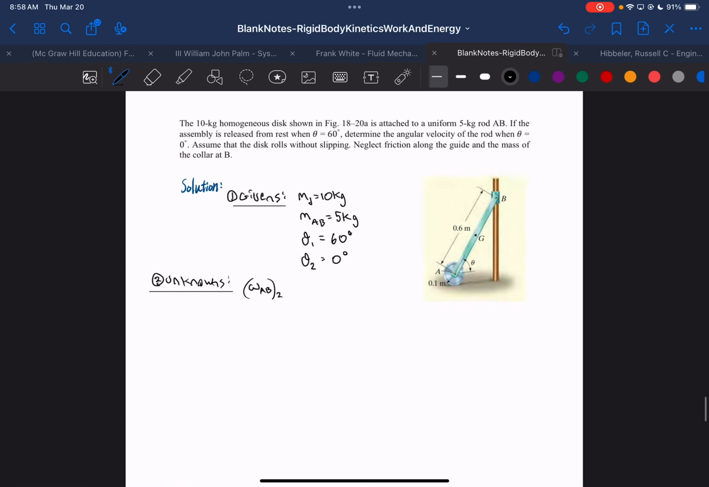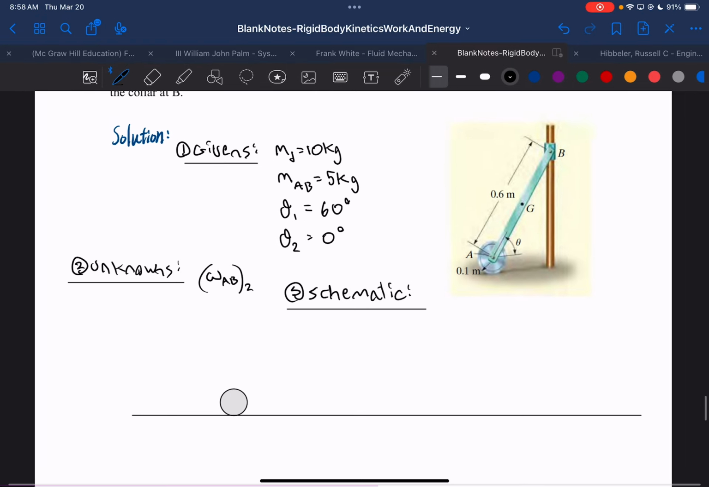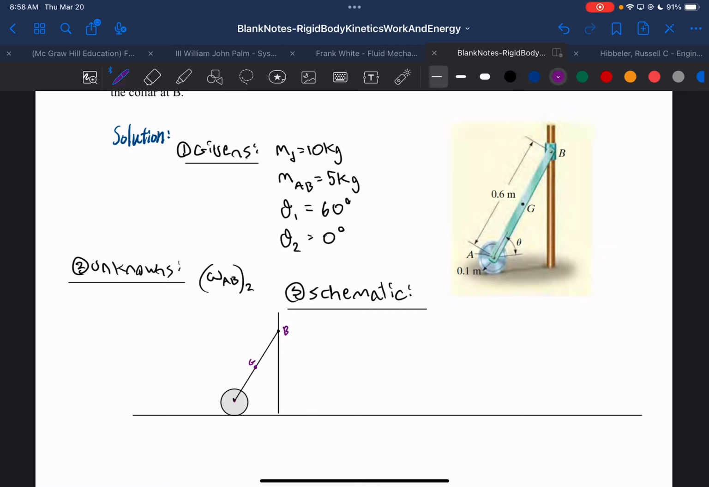In this scenario, it would be very, very helpful for me to draw my schematic of before and after. So let me draw that. Schematic. Let's say this is my ground, right? Let's draw before and after. So before, my thing kind of looks like this. I have my cylinder, and then I have my bar, like so. Then I have this guy, like that. This is my point G. This is my point B. This is my point A.